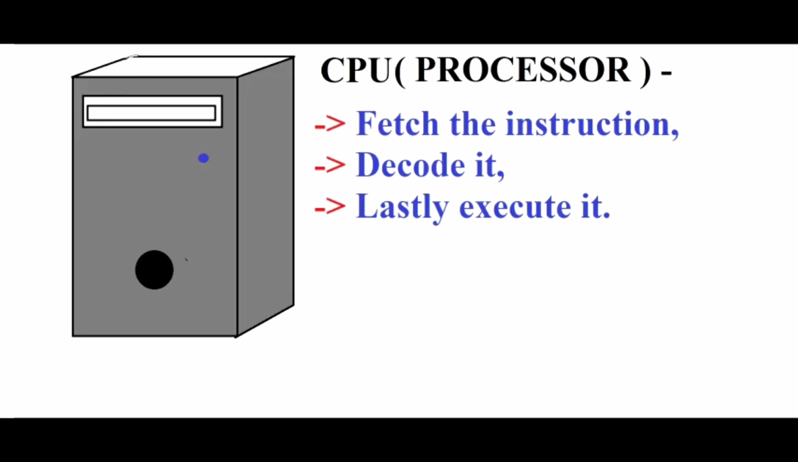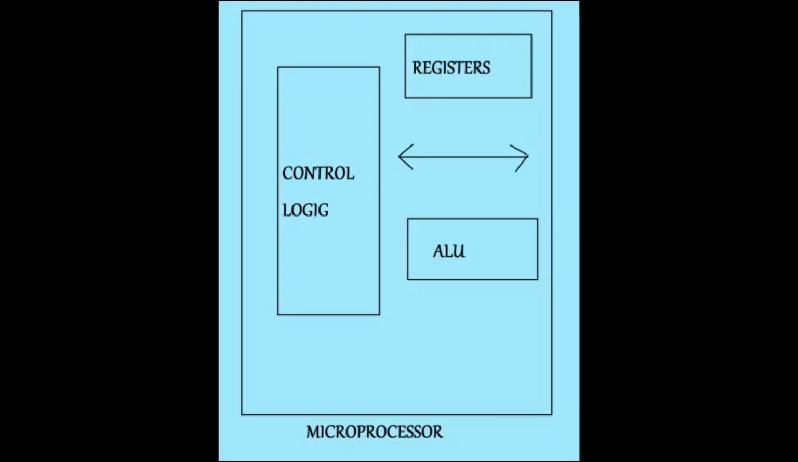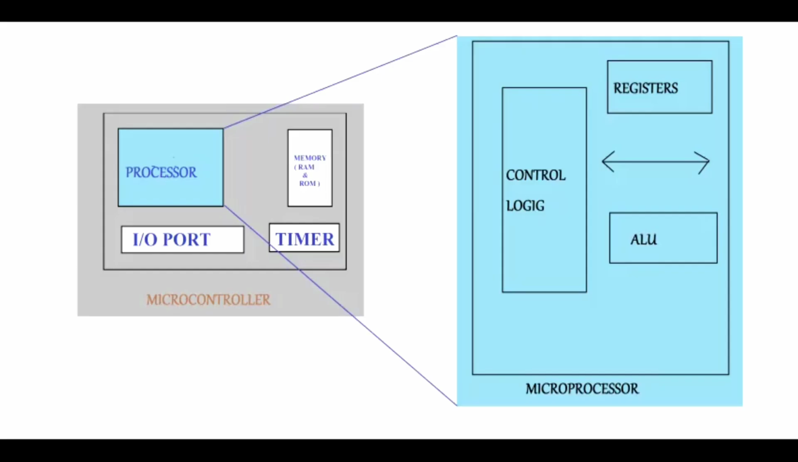The main functions performed by a microprocessor are to fetch the data from memory, to decode it, or say to understand the instructions, and execute them correctly. So that's a brief introduction about microprocessor. Let's move on to the difference between microprocessor and microcontroller.